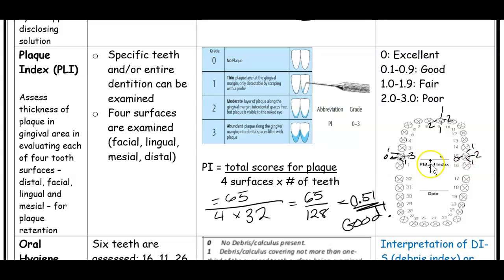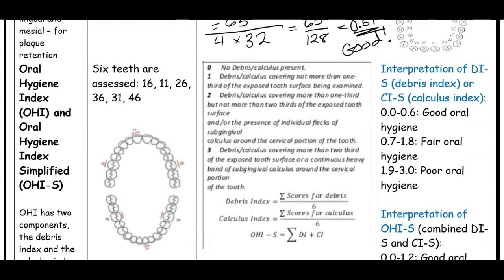If the number was higher, let's say I had lots and lots of plaque, at I don't know, 150 or 200 or whatnot, I would probably get a higher number. But because there were only 65 surfaces of plaque, when I did the math, it went to 0.51, which is considered good. All right, well, let's move on to the next one.